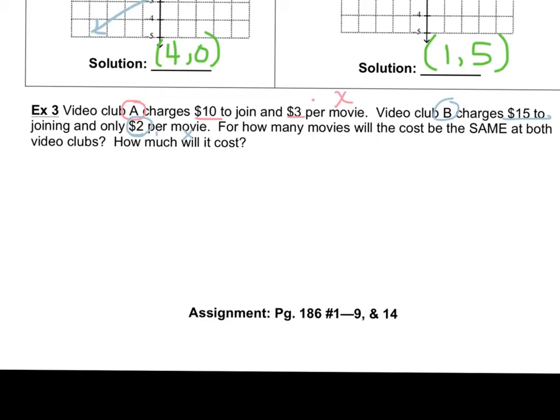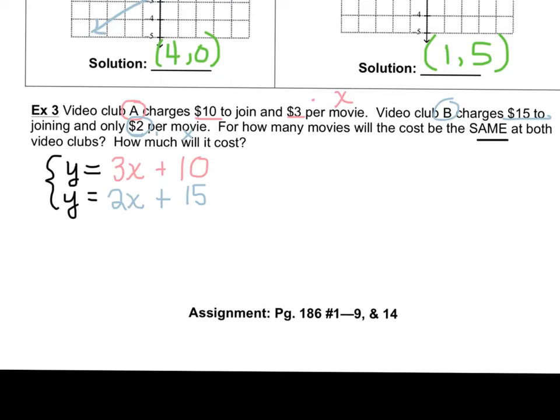We want to see when the cost is the same at either place. So we're going to write a system. Here's a little squiggle. For Video Club A, I'm going to have y equals 3 times x first, because that's the slope. And then that $10 joining fee, we just pay one time. For the second equation, it's going to be similar. It's going to be 2 times x plus the $15 joining fee. So what we're going to do is see where those lines cross.